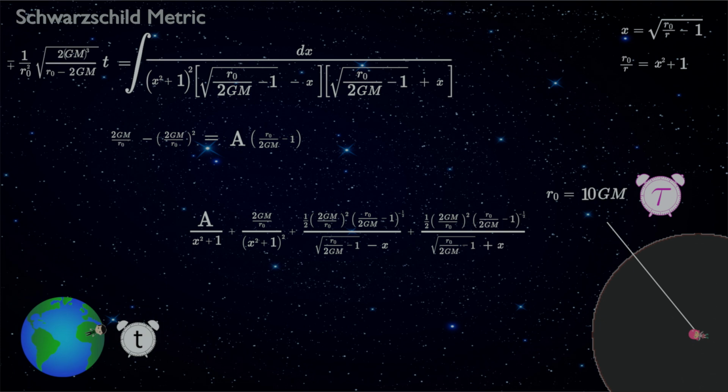Now let's factor out 2gm over r0 from the left-hand side. Now let's multiply both sides of the equation by 2gm over r0. The right-hand side simplifies to a times 1 minus 2gm over r0, so the 1 minus 2gm over r0 on both sides of the equation cancel, and we are left with a equaling 2gm over r0 squared. So we can replace the integrand on the right-hand side of the original equation with these fractions.